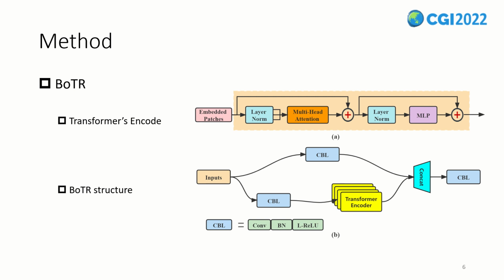Each transformer encoder contains two sublayers. The first sublayer is a multi-head attention layer, and the second one is the fully connected layer. Residual connections are used between each sublayer, combining the transformer encoder block with the convolutional neural network. We call it BoTR, which contains three convolution blocks and several transformer encoders.